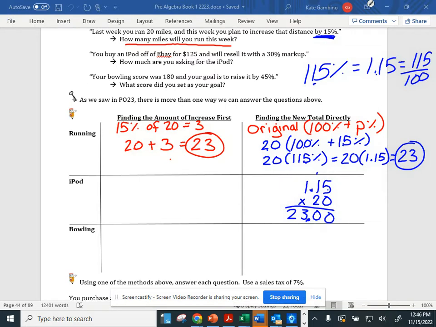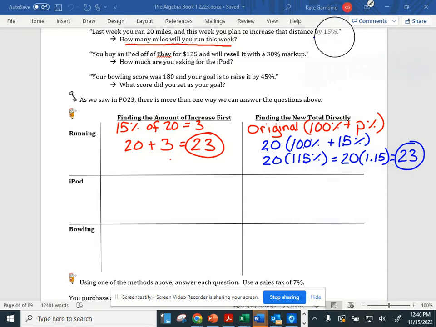Okay, so like I said, it's going to come a little bit easier as we work it out for our next one. So let's look at what that's going to look like. This time, we buy an iPod off of eBay for $125 and we resell it with a 30% markup. How much are you selling that iPod for? How much are you asking for it?